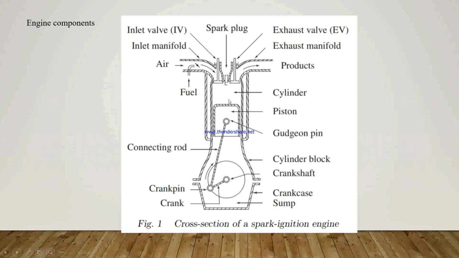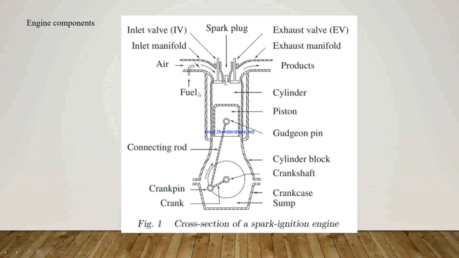Next is the cylinder. Here we can see the cylinder. The cylinder is the space in which the piston makes its reciprocating motion. The varying volume created in the cylinder during the operation of the engine is filled with the working fluid and it is subjected to different thermodynamic processes. The cylinder is supported in the cylinder block.